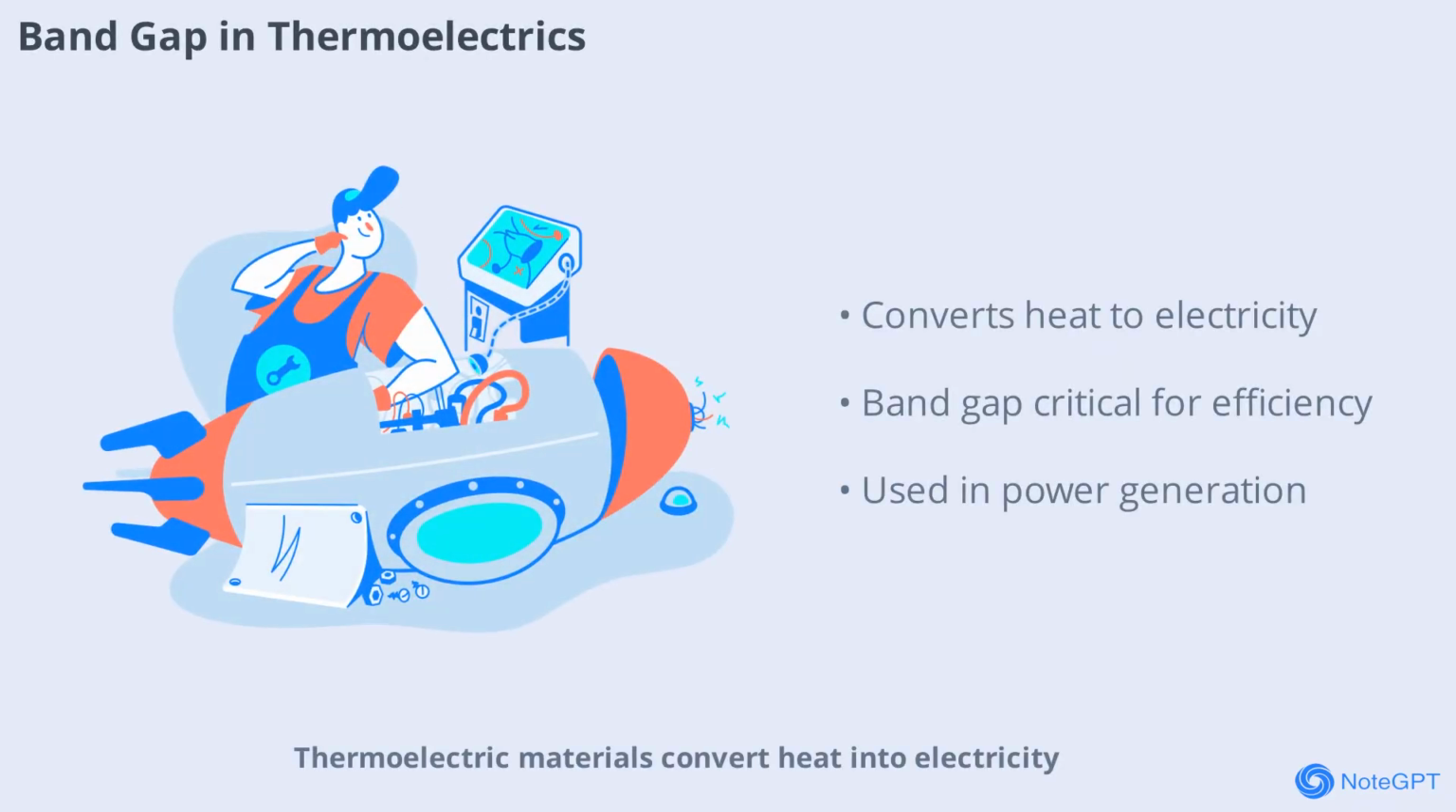Thermoelectric materials convert heat into electricity, and their performance depends on the band gap. A suitable band gap allows for efficient separation of charge carriers, maximizing the conversion of thermal energy to electrical energy. Advances in band gap engineering are helping to create better thermoelectric devices for power generation and cooling applications.